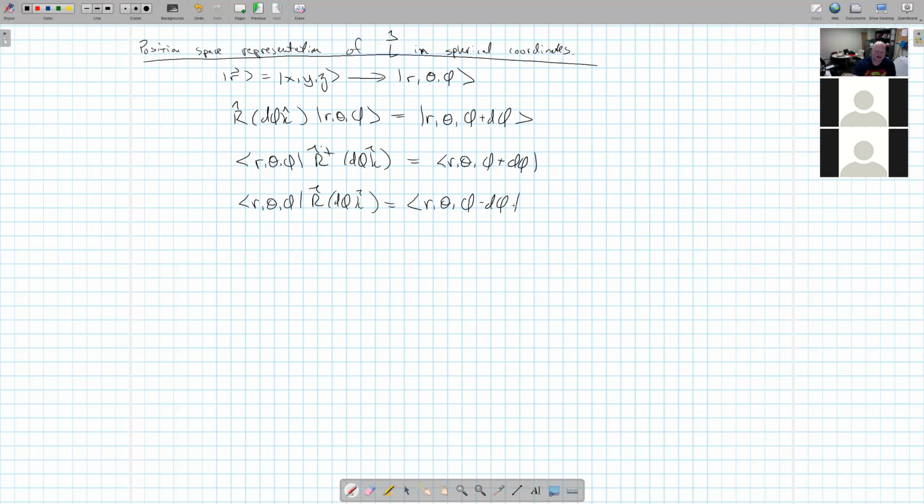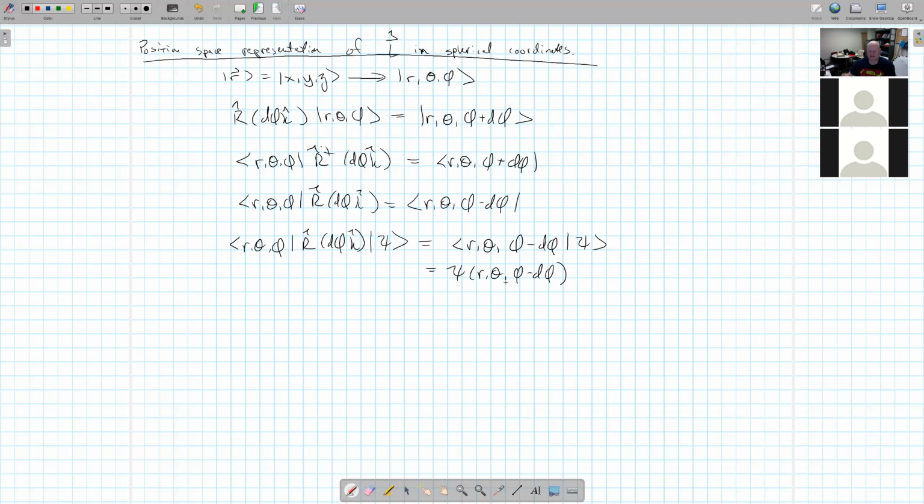So good. So let's see what actually happens if we rotate our states. Let's take our bra r, theta, phi, R of d phi k, and act that onto the state psi. Well, using this, we know that's going to move this guy by a negative d phi. So this guy is going to be equal to the bra r, theta, phi minus d phi with psi. Or if I write this as a wave function, this is equal to psi of r, theta, phi minus d phi.